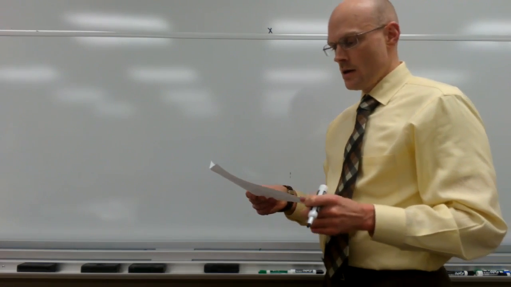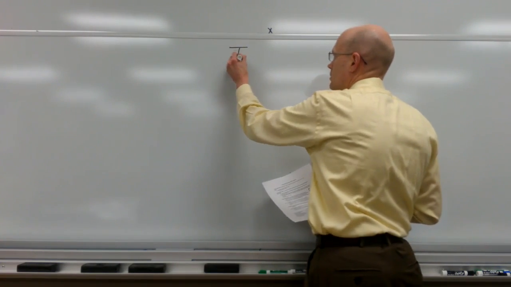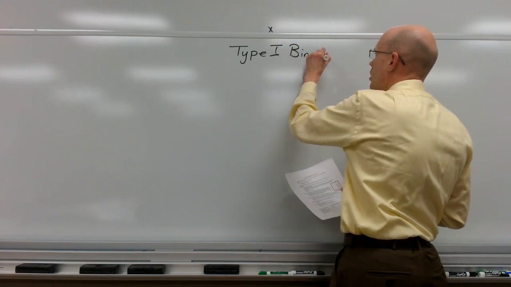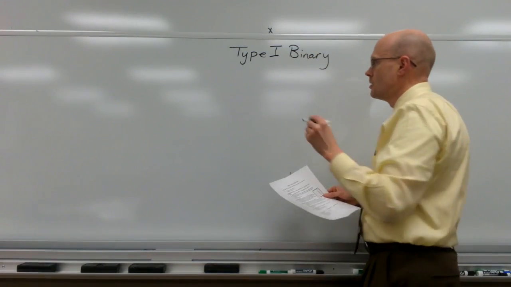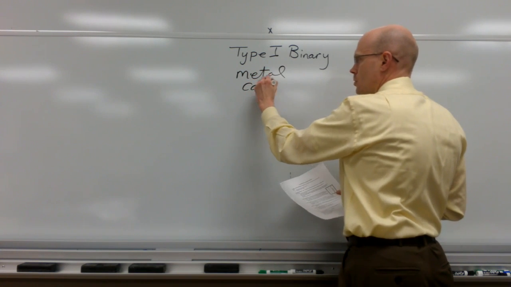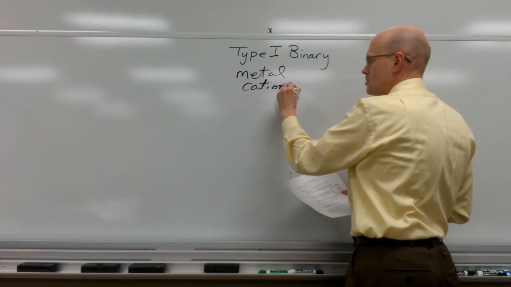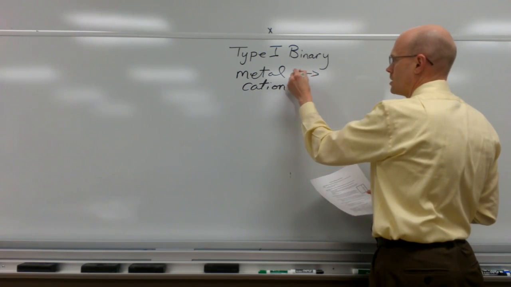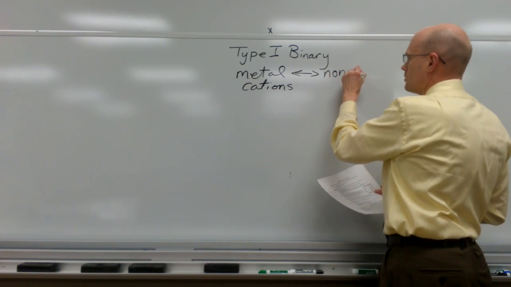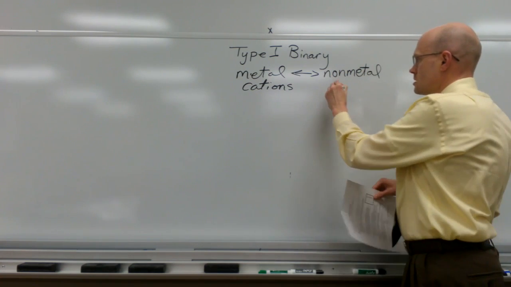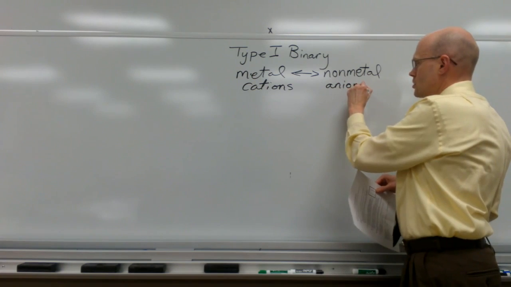Okay, so let's start with type 1 binary. Type 1 binary compounds are those compounds that are made using a metal, which, remember, are typically cations. Those are positively charged ions. So a metal bonded with a non-metal. And non-metals are anions, ions with a negative charge.